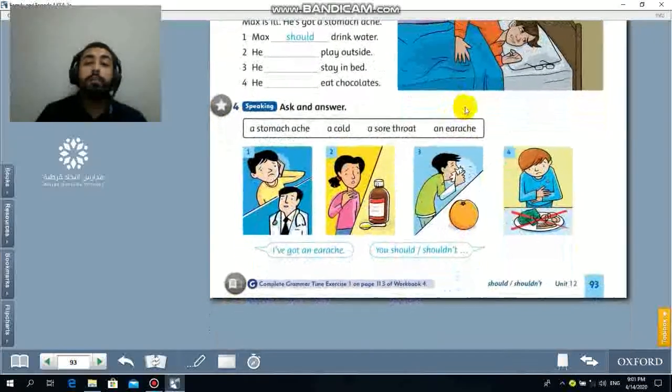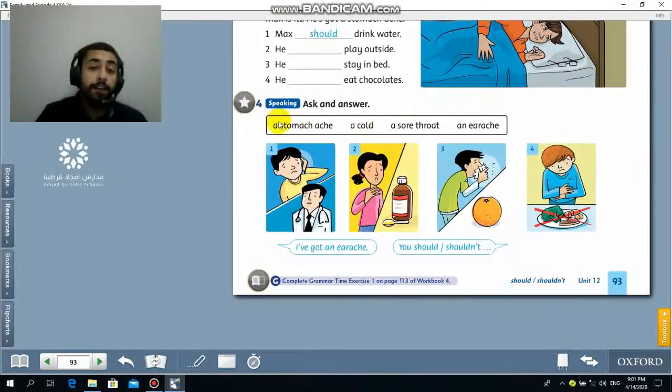So now, moving on to exercise number 4. Speaking exercise. Ask and answer. As you can see here, we have 4 pictures, okay? All of these persons, they are ill. They are sick. You are going to write in your notebook 2 sentences, okay? So you are going to write what is the matter? Sentence number 1. For example, picture number 1.